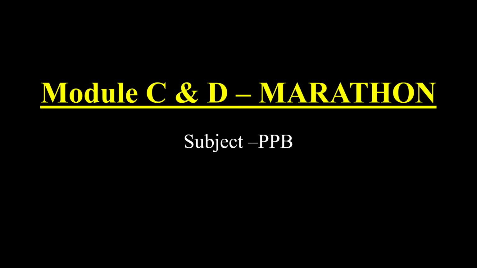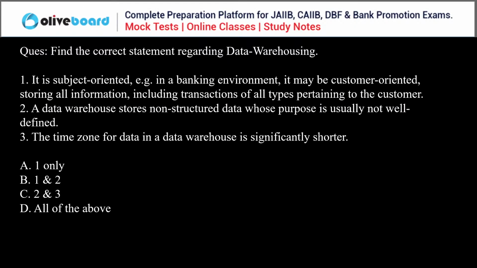Can we start the first question of the class? This is regarding data warehousing. Find the correct statement regarding data warehousing. It is subject oriented. Example, in banking environment, it may be customer oriented, storing all information including transactions of all types pertaining to a customer. A data warehouse stores non-structured data whose purpose is usually not well defined. The time zone for data in a data warehouse is significantly shorter.